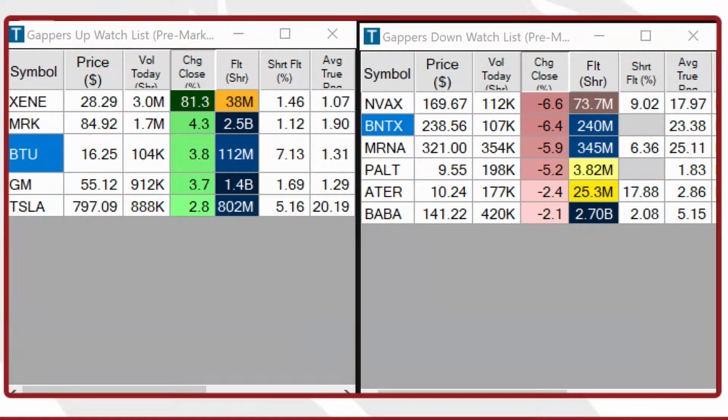Take a quick look at our gappers list this morning, and not too bad. A lot of very familiar tickers we have on here. But for the most part, not a crazy gap up or down list this morning. So that's good. Always good to see that.